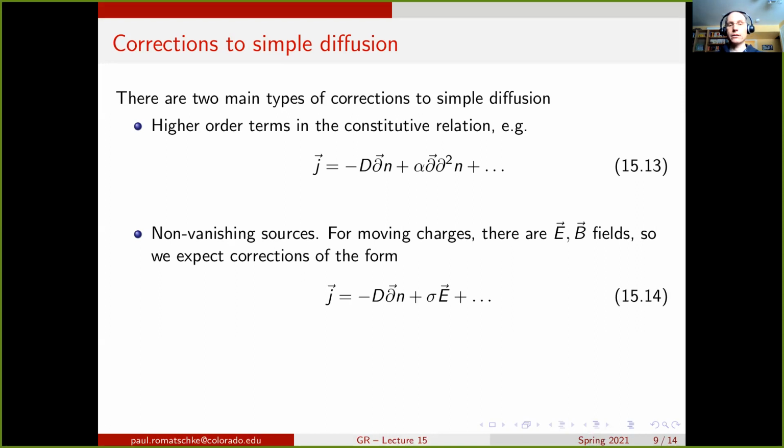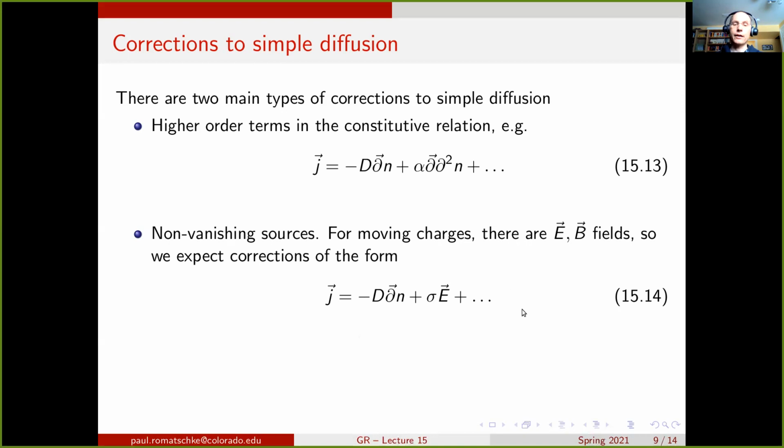In fact, we can include those in our EFT setup by saying, okay, let us write down terms that are now proportional not only to gradients of n, but also to the electric and magnetic fields. And the first non-trivial term that we can write down is, for instance, a term that is proportional to the electric field E times another coefficient sigma. I could go on and say why there is no correction coming in from the B field.